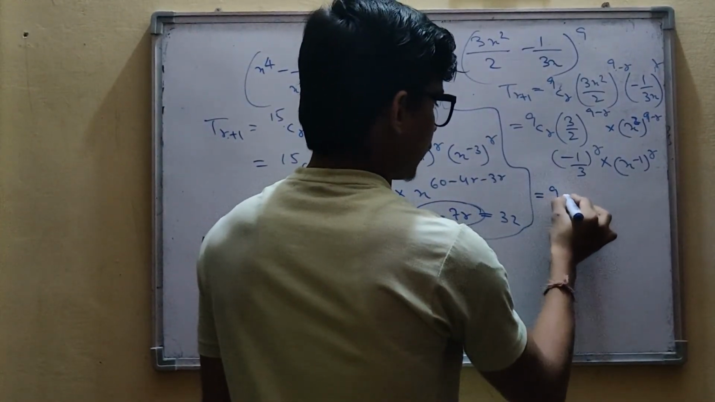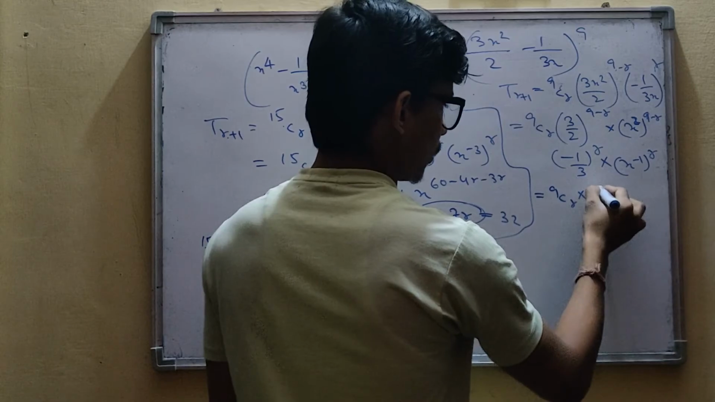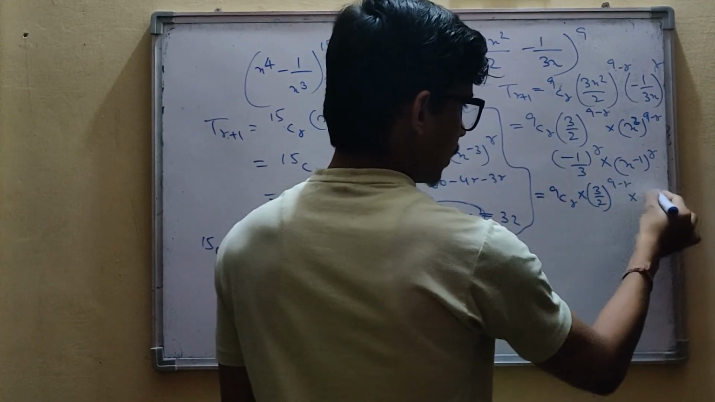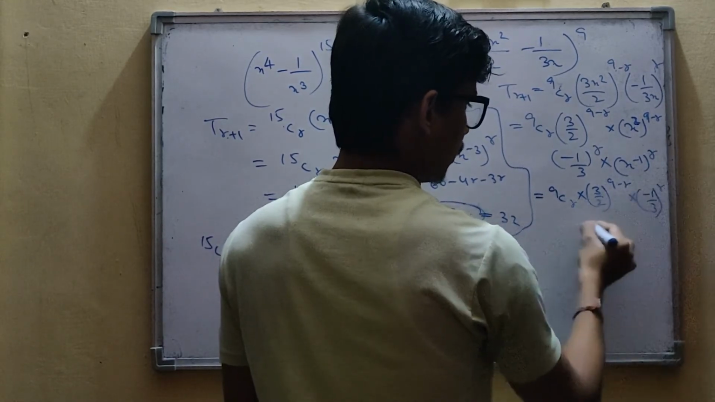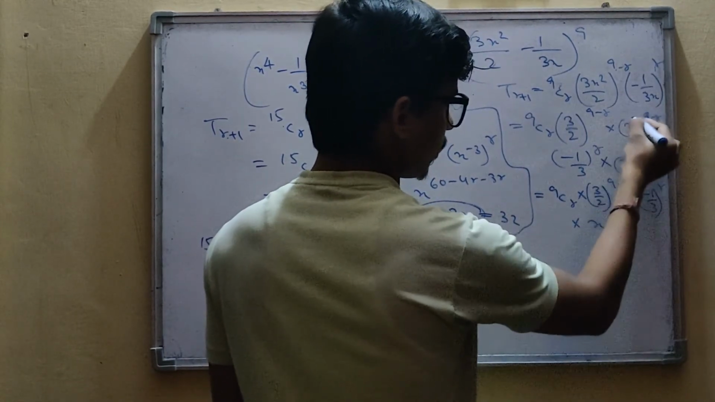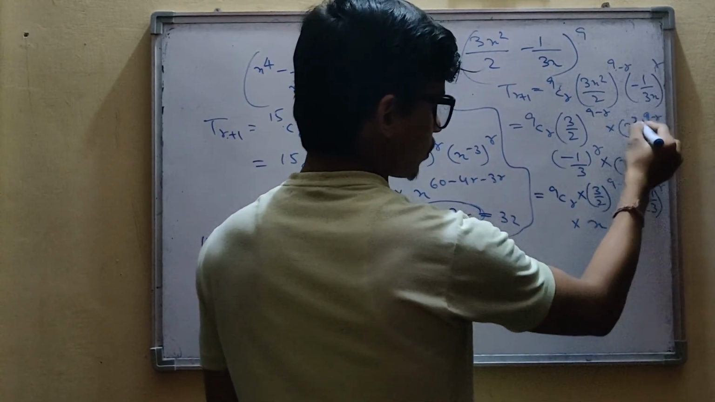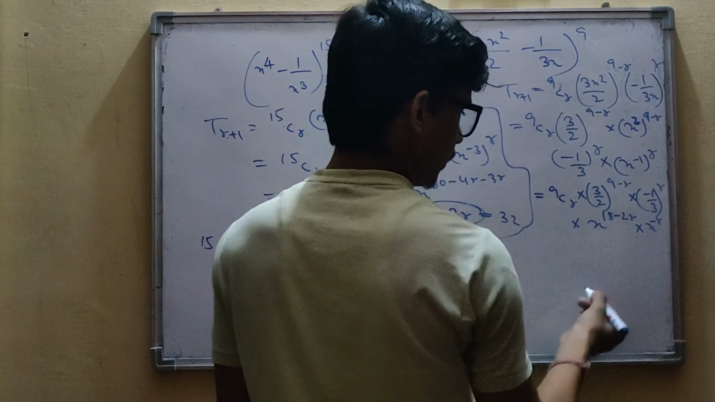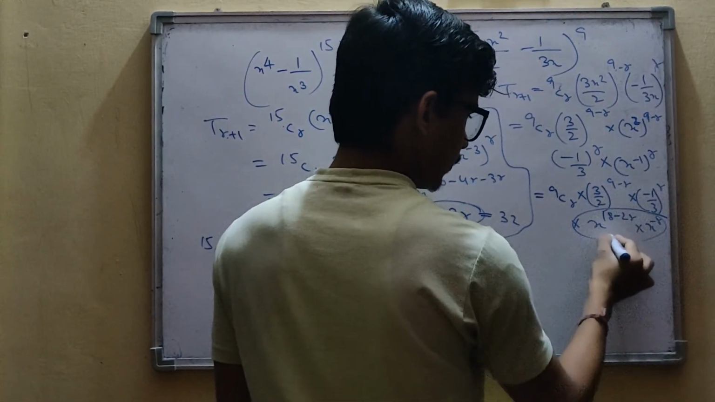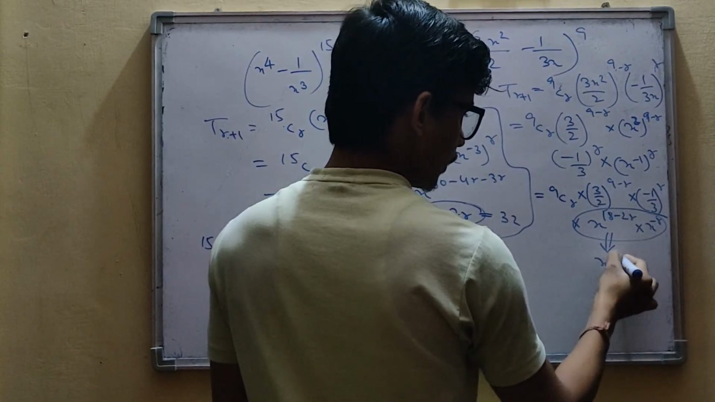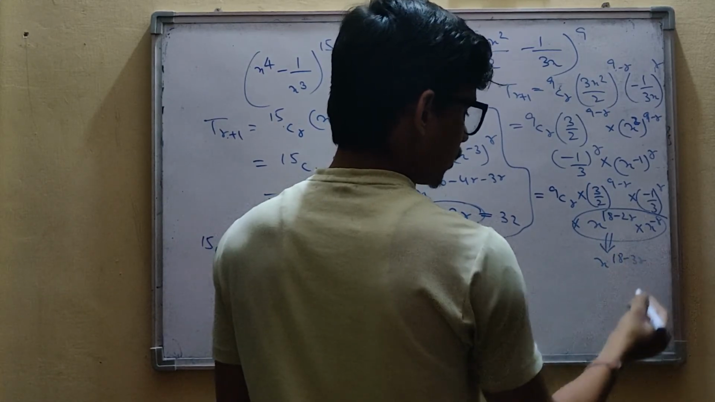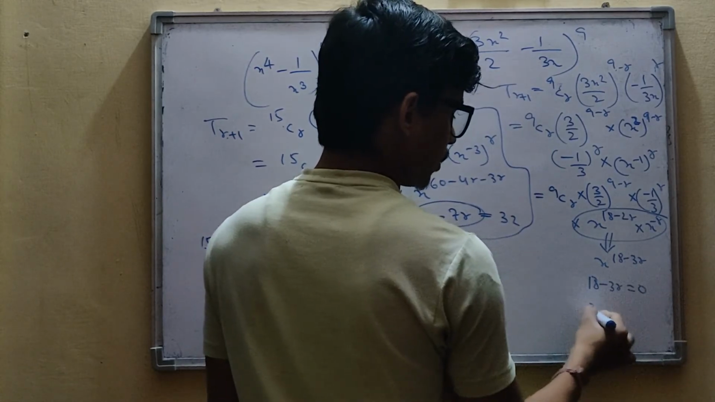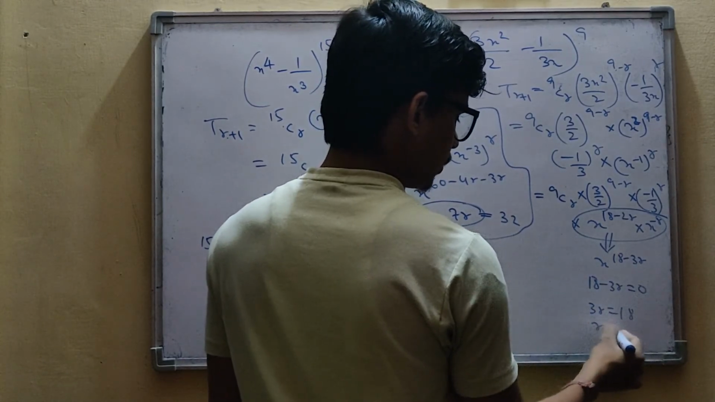So if I separate the constant terms, this is going to be (3 by 2) to the power 9 minus r, and (minus 1 upon 3) to the power r, and these terms can be written as x to the power 18 minus 2r, and here it is x to the power minus r. For this part, it will become x to the power 18 minus 3r. Okay, so 18 minus 3r equals 0. So 3r equals 18. So r equals 6.